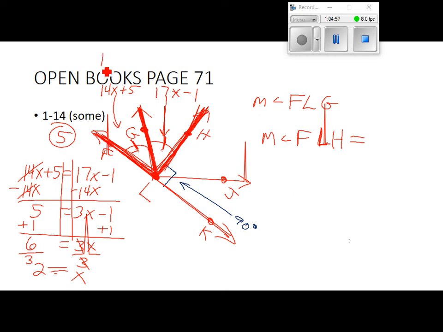Use your calculator, what's 14 times 2 plus 5? It's 28 plus 5. 33? Yep. So that angle's 33. Do we really need to plug into the other angle? What should be true about them? It should be the same, so that angle's 33. They didn't ask us to find either one of those two angles. What they asked us to find is FLH, which is both. This whole thing, right? So how much is it? 66.